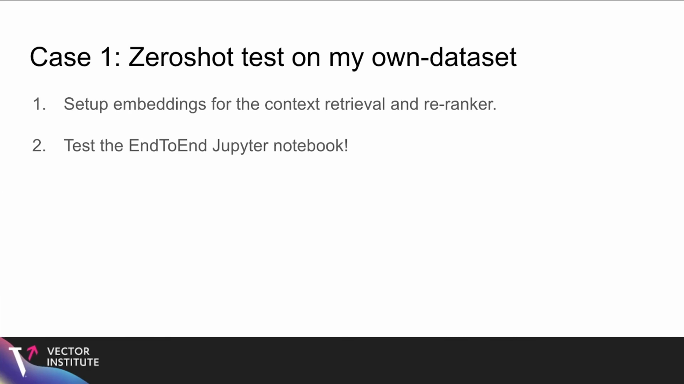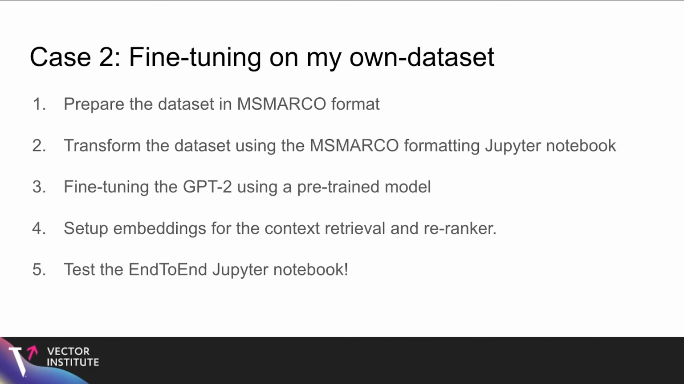We also prepared some cases for the users, and some demo Jupyter notebooks in the GitHub as well. The first case is that they want to start with zero-shot, so they don't want to train on a data set. They bring their own data set, and what we suggest is to set up the context retrieval and re-ranker, and then run the end-to-end Jupyter notebooks. If someone wants to fine-tune, we prepared functions and Jupyter notebooks so they can convert their own data set to the MS Marco format, which is the standard format. After that, they can do the fine-tuning. There's a dedicated Jupyter notebook for fine-tuning. Then the model snapshots can be saved and tested.